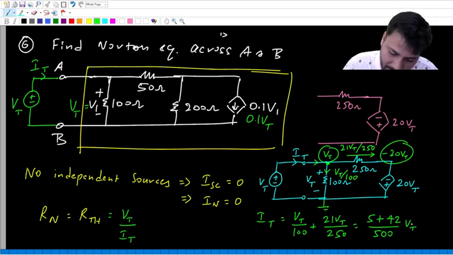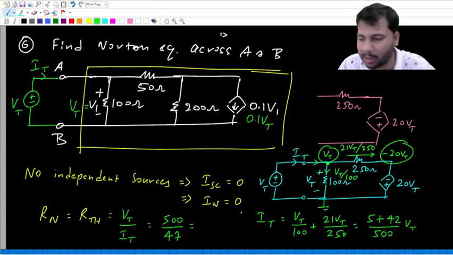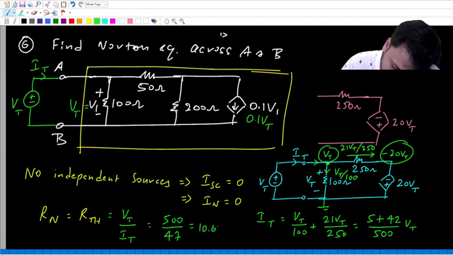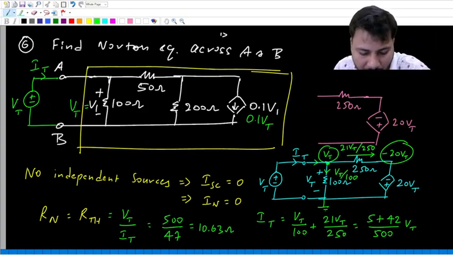So this is VT. What is VT by IT? Clearly it is 500 by 47. 500 by 47 is 10.63 ohms. That is the Norton resistance.